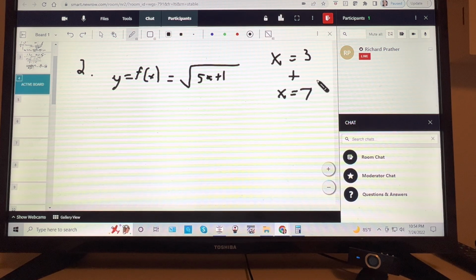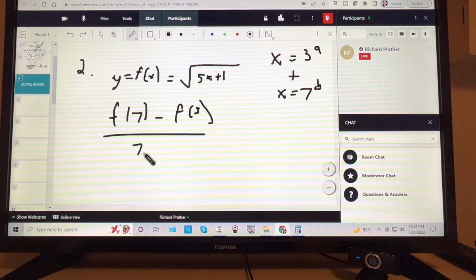The bigger one is always b, and the smaller one's always a. So f of b minus f of a over b minus a. So I need to do f of 7 minus f of 3 over 7 minus 3. The bottom's always easy. 7 minus 3 is 4.